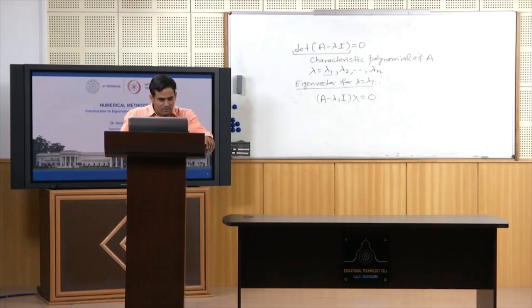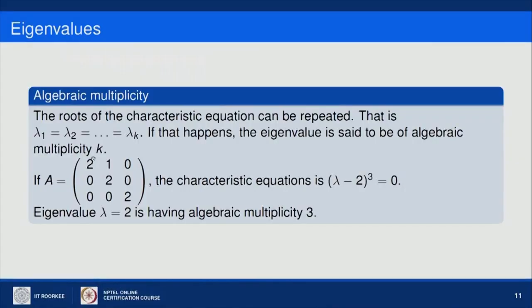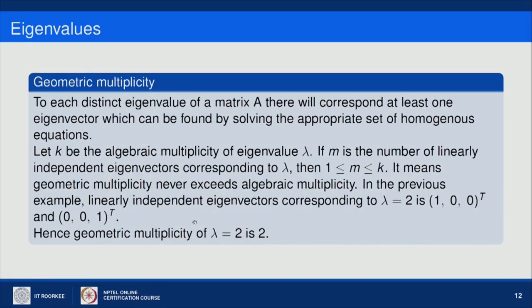Like if you take this example, it is a 3 by 3 upper triangular matrix, and it has the characteristic equation (lambda minus 2) cubed equals 0. So, it has root 2 repeated 3 times, and the algebraic multiplicity of eigenvalue lambda equals 2 is 3. If I calculate the eigenvectors corresponding to lambda equals 2, then I get the eigenvectors 1 0 0 and 0 0 1. So, the geometric multiplicity of eigenvalue 2 is only 2, whereas the algebraic multiplicity is 3.